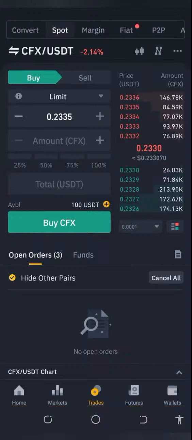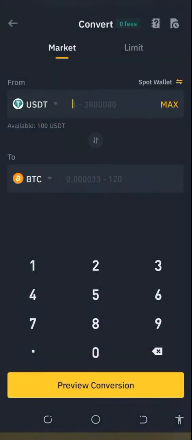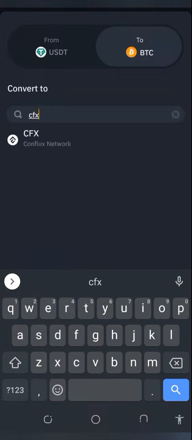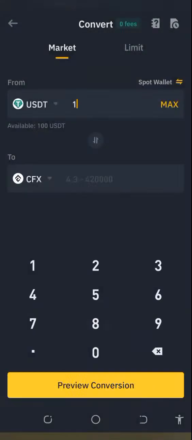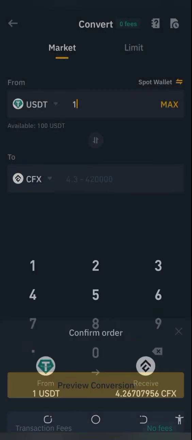Okay. So first off, let's see. Because this is in the spot trading section, we can't do anything less than $10. So let's go into convert. I'm going to do this in convert. Let's see how much we will get. Let's put $1 here, and then we go check for CFX. Can we change this? I don't know. Let's find this out. It looks like we can. Let's just go ahead and change this.